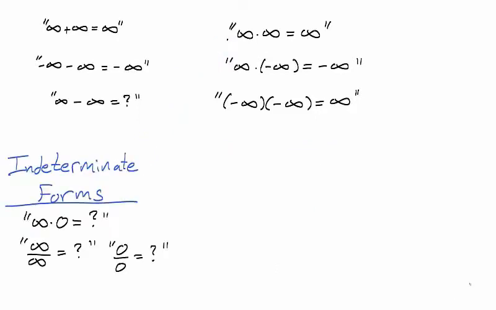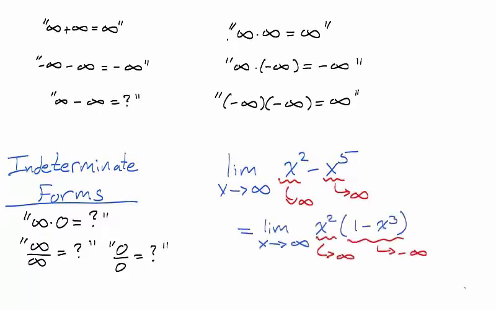The forms infinity times 0, infinity over infinity, and 0 over 0 join with infinity minus infinity in being unknown. These are called indeterminate forms because it cannot be determined with this information what the limit is. Take, for example, the function x squared minus x to the fifth. As x approaches infinity, both x squared and x to the fifth approach infinity. This leads us to the form infinity minus infinity, which is indeterminate.